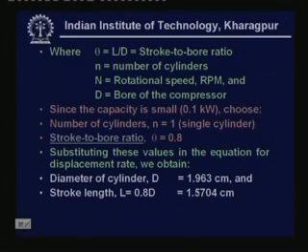Okay, so from this discussion, the stroke to bore ratio theta is selected as 0.8. Once you have selected theta and n, all that you have to do is substitute the value of theta, n and the displacement rate in the equation shown before. Then the only unknown is the diameter. So from this example, you find that the diameter of the cylinder is 1.963 centimeter, and the stroke length L is nothing but theta into d. Theta is 0.8, so 0.8 into d is 1.5704 centimeter. This is how normally the principal dimensions of a compressor are chosen.